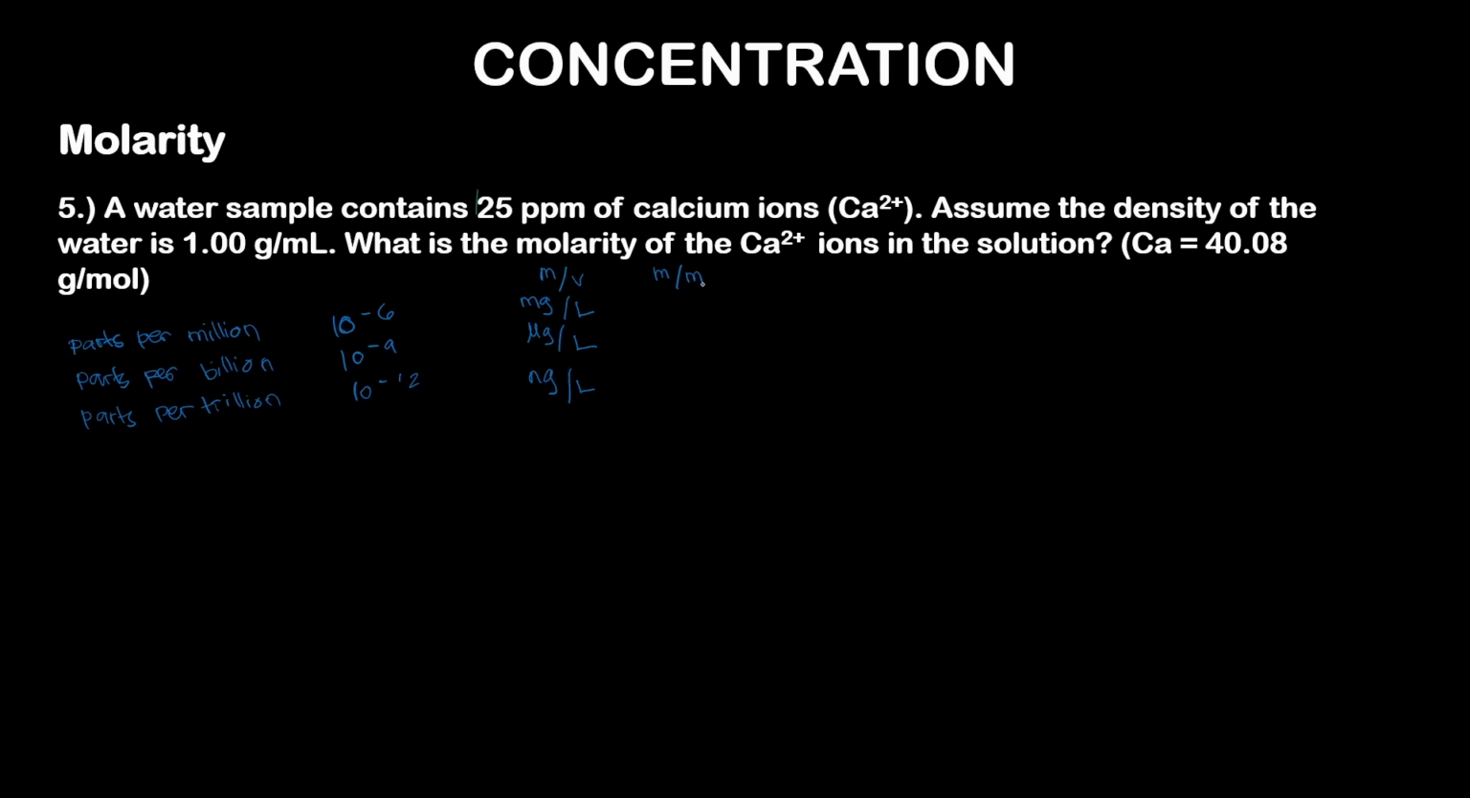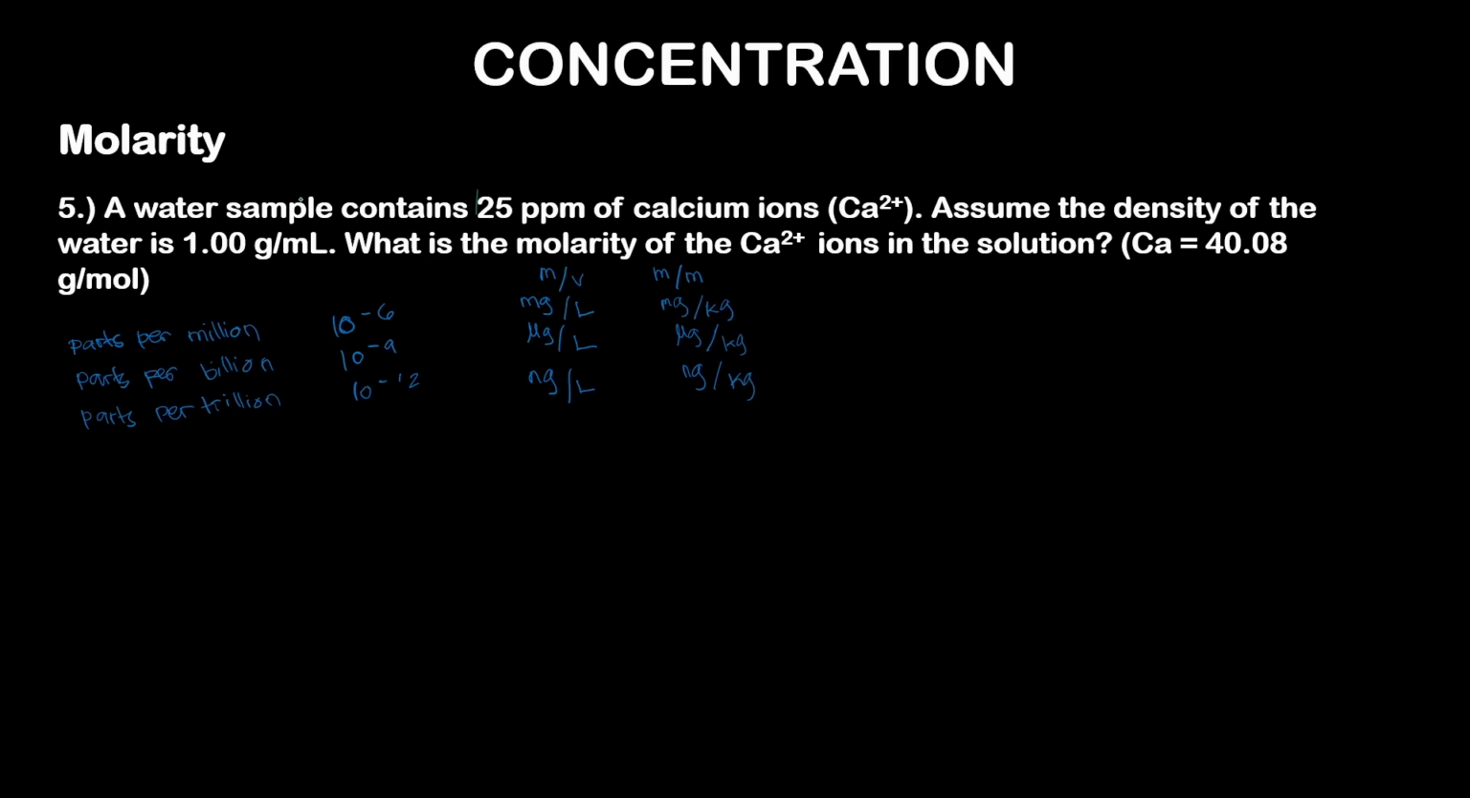And that's the same thing for m over m. This would be milligram, microgram, and nanogram. And the key difference is just kilogram. But all of these are kilogram as well. Okay, so this is very simple to memorize. This milligram, microgram, nanogram, and if it's m over v, that's just per liter. And if it's m over m, that's per kilogram. Okay, so let's solve this problem.